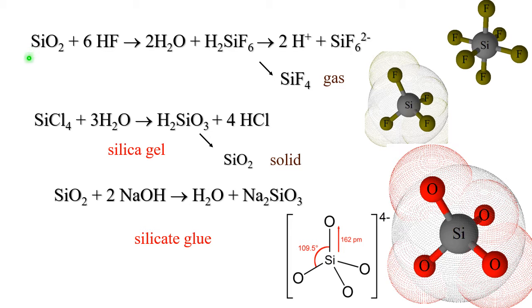To start with, silicon dioxide, simply silicate or silica itself, can react with hydrofluoric acid, but not with any other acid, to form the SiF6 anion, making hexafluorosilicic acid, which is a strong acid, contrary to the usual silicic acid.